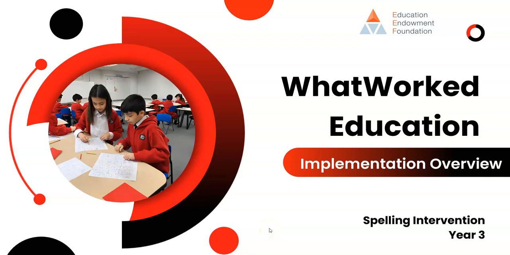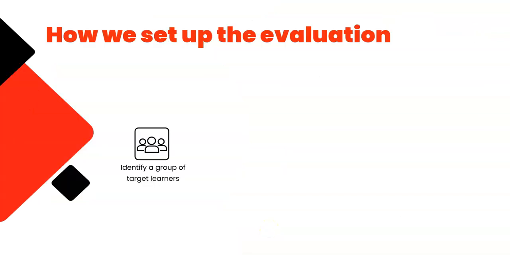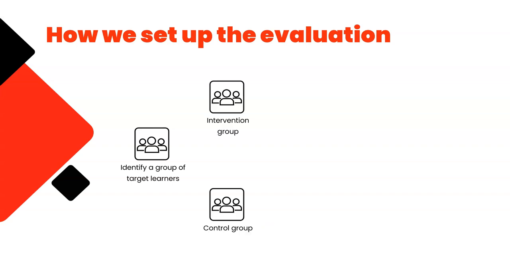Implementation overview. How we set up the evaluation. The first thing we ask you to do is identify a group of target learners. We then use the What Works Teachers platform to randomly allocate these into an intervention and control group.